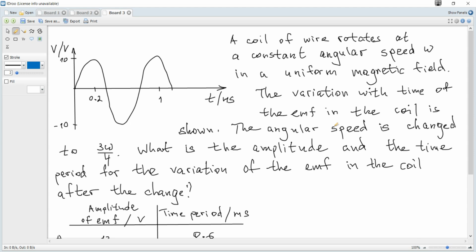A coil of wire rotates at a constant angular speed omega in a uniform magnetic field. The variation with time of the EMF in the coil is shown. The angular speed is changed to 3 omega over 4. What is the amplitude and the time period for the variation of the EMF in the coil after the change?